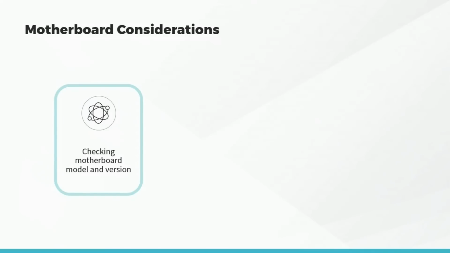Now, ideally, if you have the original product documentation, then that will certainly tell you the correct make and model, but you can usually obtain that information from the board itself. Model numbers are typically written or inscribed directly onto the board somewhere. Or if you're running Windows as your operating system, you can launch a command prompt and use the WMIC baseboard command to retrieve the make and model.